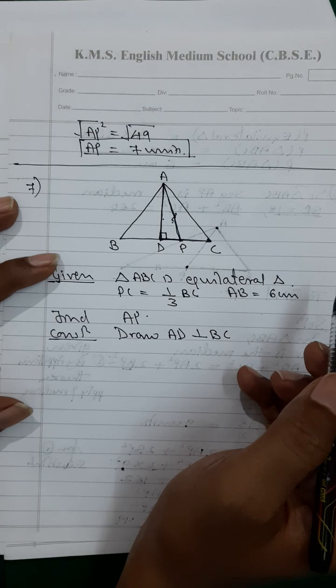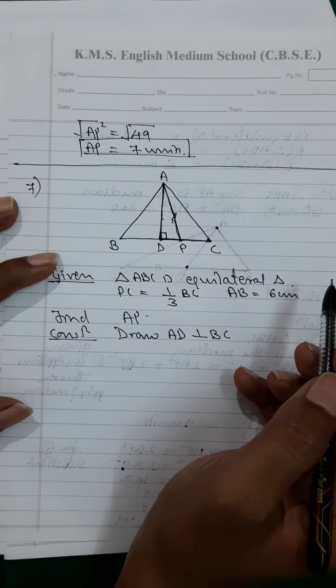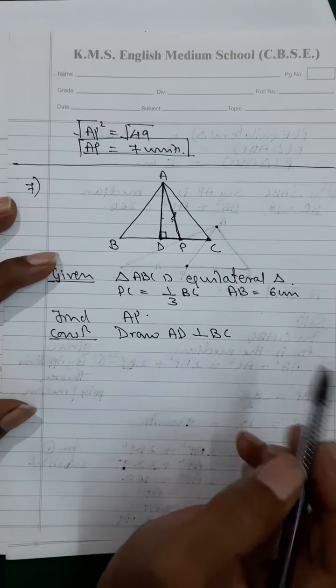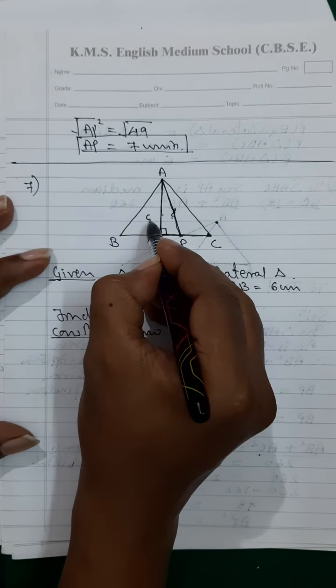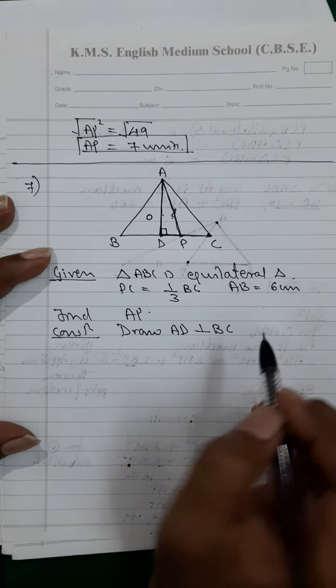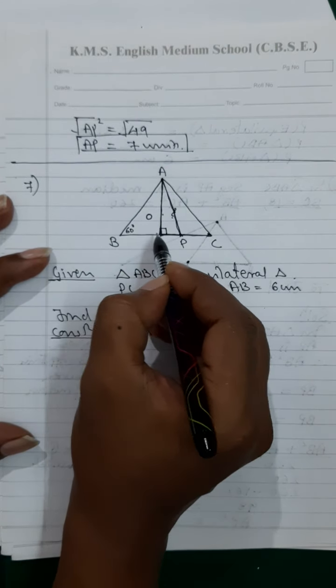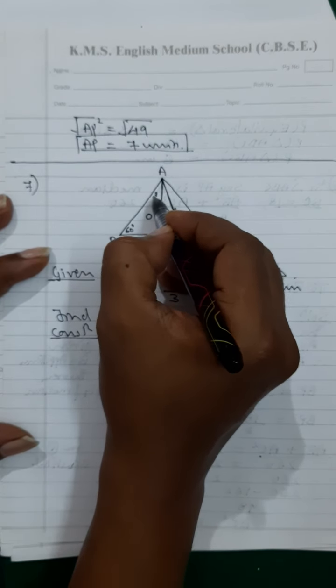So for that what you will do is basically, again I do the same thing. I prove this triangle is a 30, 60, 90 degree triangle. That is very easy because this is 60 degrees known, this is 90 degree. So this will be 30 degree.